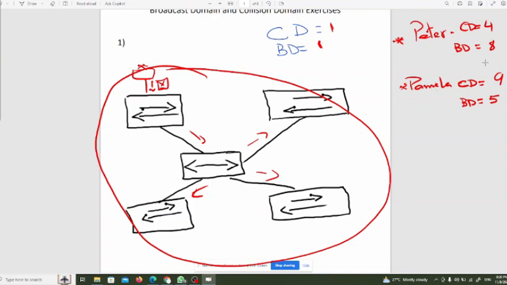So Peter, please, how did you find the 8 and the 4 collision domains? The 4 collision domains I can understand, that you counted each port of the switch here to be one collision domain, because most of the time students make this mistake. But when it comes to the broadcast domain, how did you find the 8?